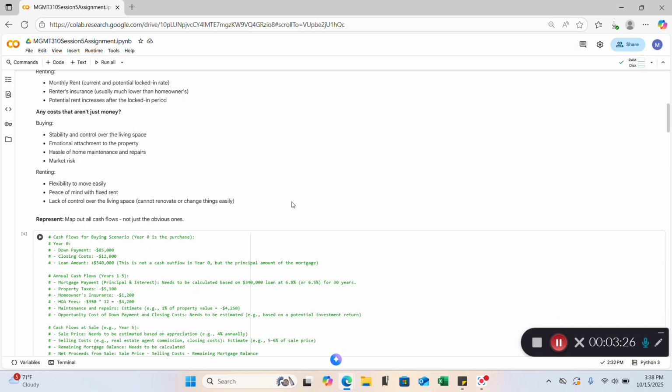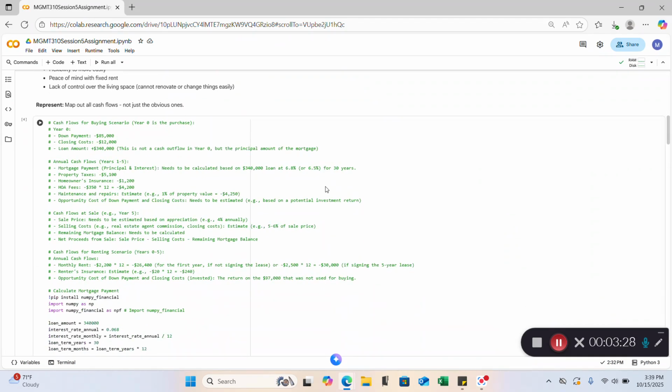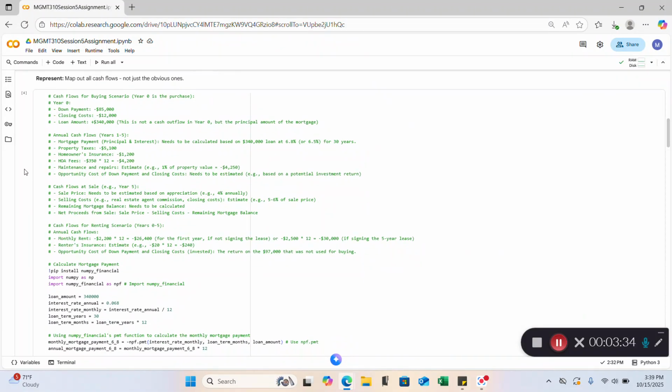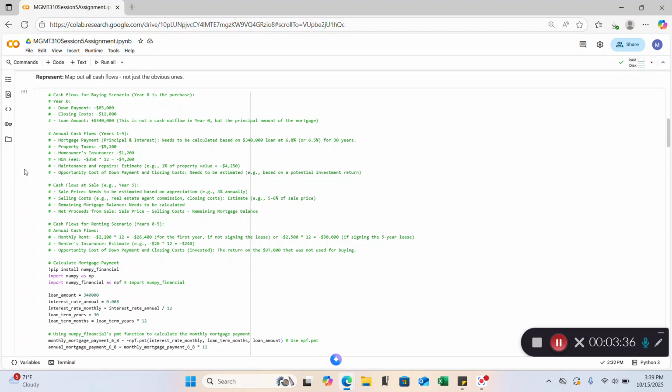So now we can move on to our Represent stage, part of the framework, being to map out all of our cash flows and not just our obvious ones. For example, cash flows for our buying scenario: year 0 is our purchase. We put a down payment of say $85K with a closing cost of $12K and the loan amount being $340,000.